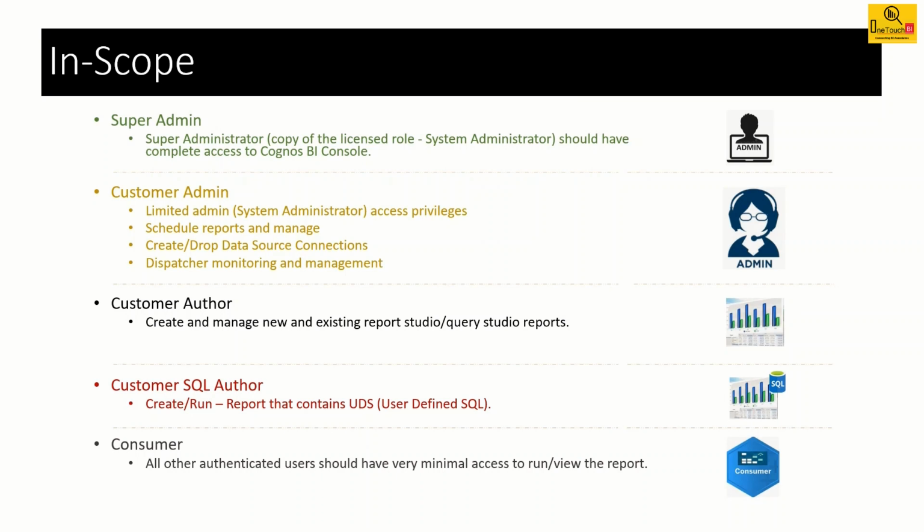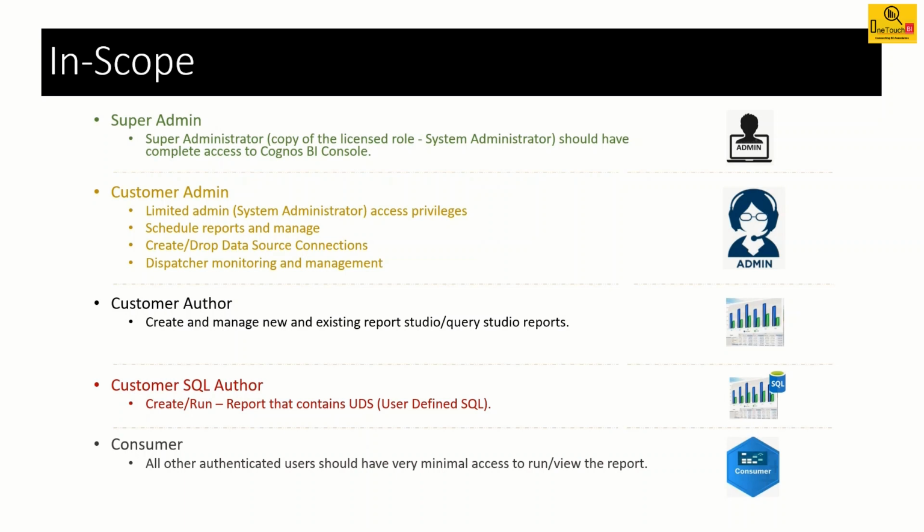Customer admin will have a subset of super admin privileges, like scheduling the reports. He can view the existing data source connections, and he can view and monitor the dispatcher processes. And the third one is customer author. The term author denotes that these are the people who can go and create the standard reports. They are not going to create the advanced report, only the standard report.